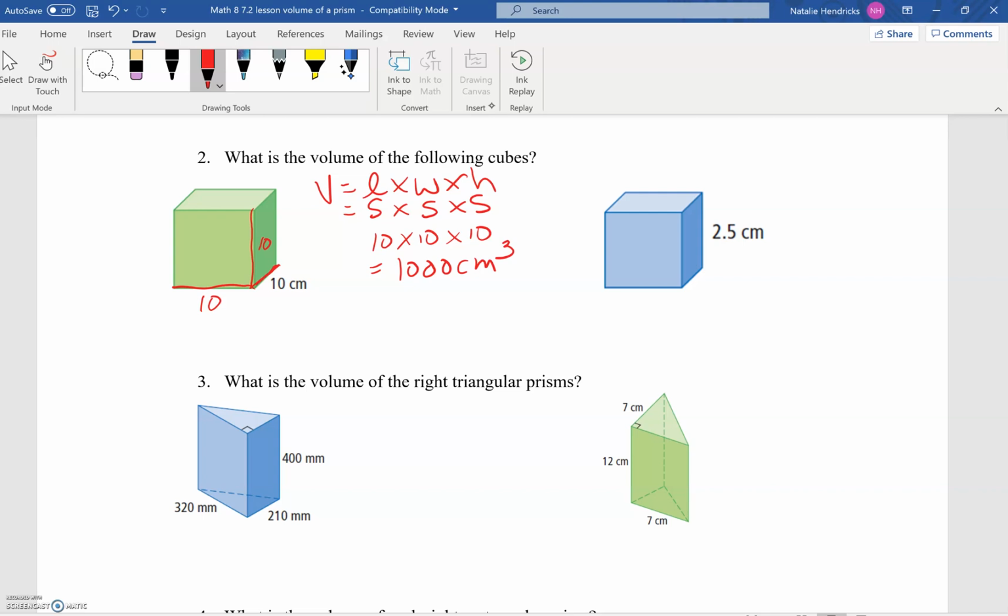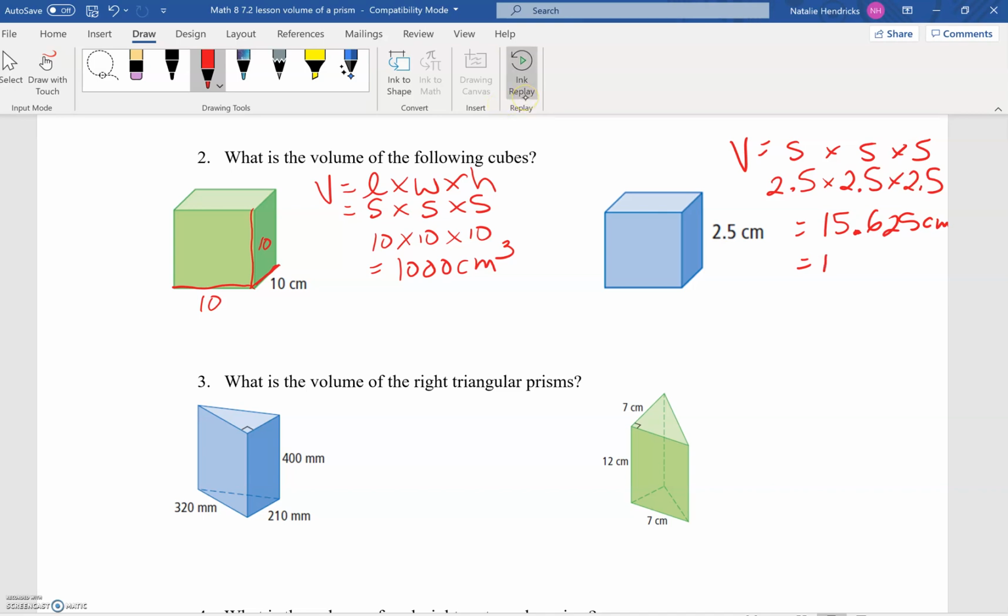All right, now let's do this one. So again, it's going to be the same one. I'm not even going to write out the formula this time. Actually, yeah, I will. Volume equals 2.5 times 2.5 times 2.5, and you're going to get 15.625 as your answer, okay?